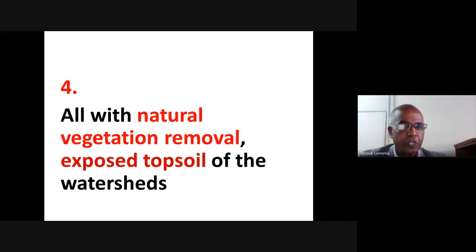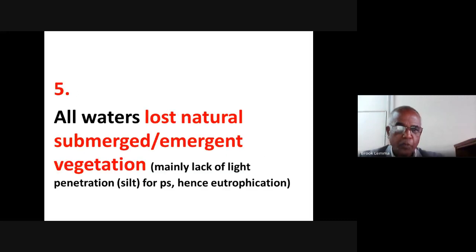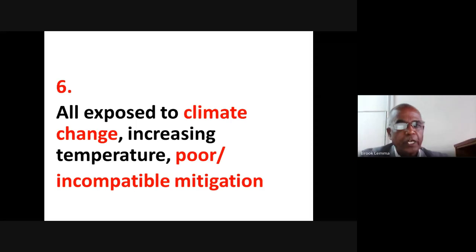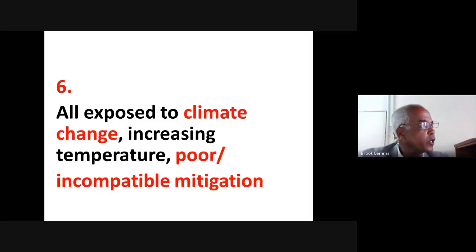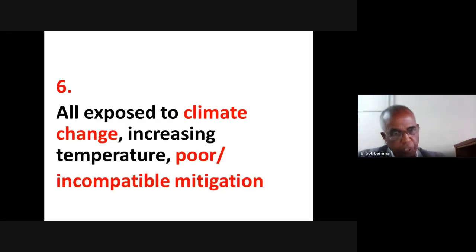In all cases, we have seen natural vegetation removal exposed the topsoil in the watersheds, which made the soil vulnerable to being washed by runoff. All water bodies, wetlands, have lost their natural submerged and emergent vegetation because of the turbidity, which wouldn't allow light to go into the water system so that these plants could grow. All are exposed to climate changes. As a developing country, our mitigation measures are also very poor.